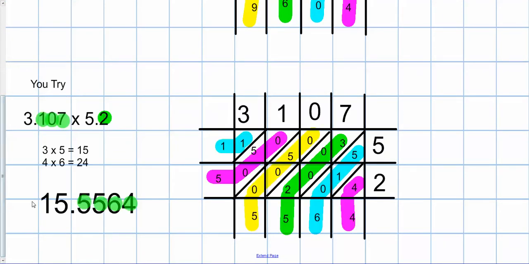Okay, so this is what I came up with. 15 and 5,564 10,000ths. Okay, so I checked to make sure I was right. So 3 times 5 is 15, and 4 times 6 is 24. My answer is in between those two. Now, I am so close to 15 because 3 and 107 thousandths and 5 and 2/10 are awfully close to 3 and awfully close to 5. So that's why my answer is awfully close to 15. So that is multiplying decimals using the lattice strategy.